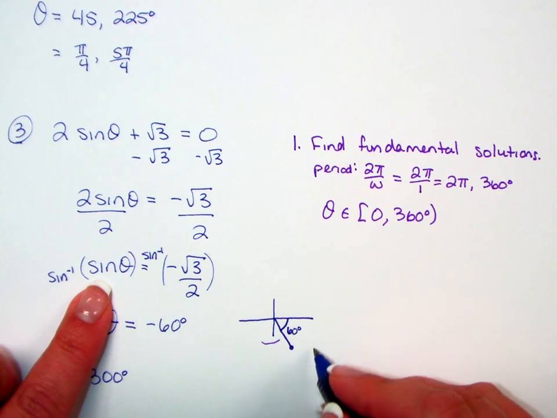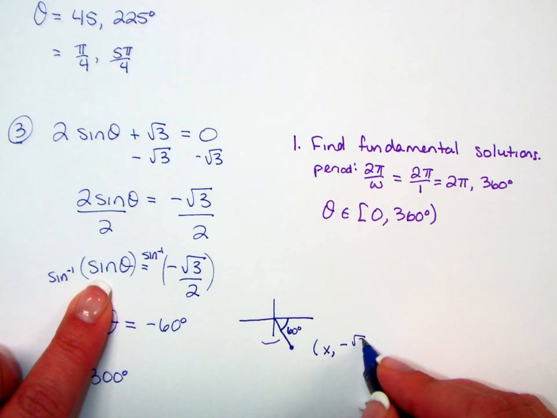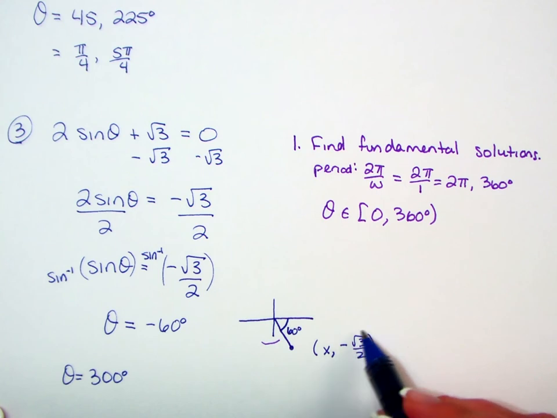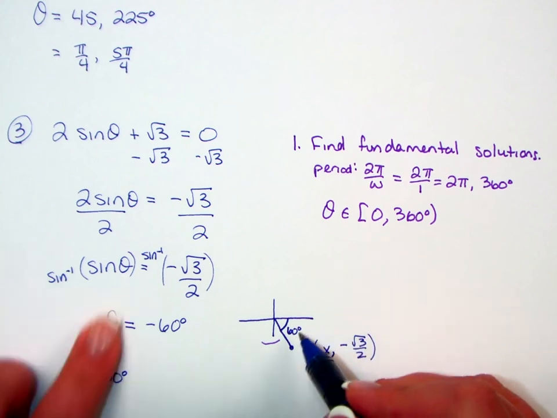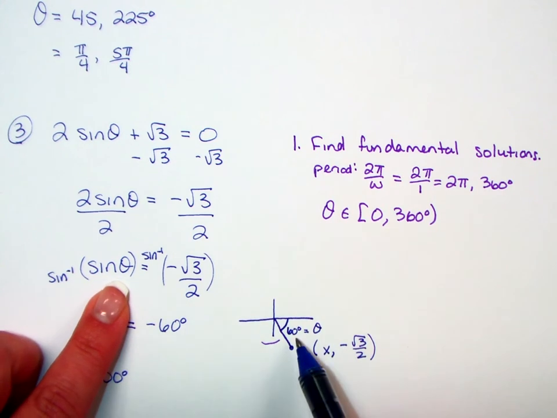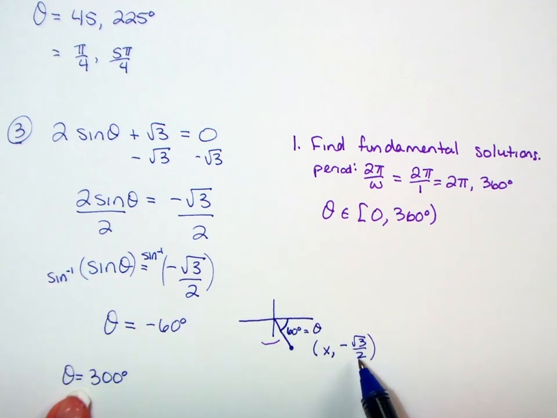Now, on these fundamental solutions, we're solving a sine, and remember, sine is the y-coordinate. So this is x, comma, negative rad 3 over 2. I know we know what the x value is, but I want the y value, the sine value, to be negative rad 3 over 2. Theta, guys, this is theta here. So sine of theta is going to be negative rad 3 over 2. So where else on the unit circle do we get a sine of negative rad 3 over 2?